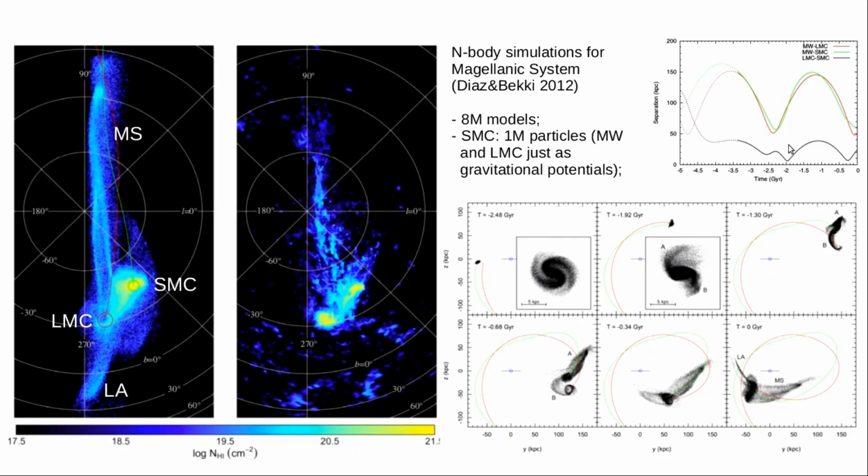In the top right figure, we can see two encounters between the SMC and LMC at 250 megayears and 2 gigayears ago, here and here. In the bottom right panel, the evolution of the SMC along time, where the Magellanic Stream develops starting from an SMC spiral arm. As you can see here, the arm turns into the Magellanic Stream.